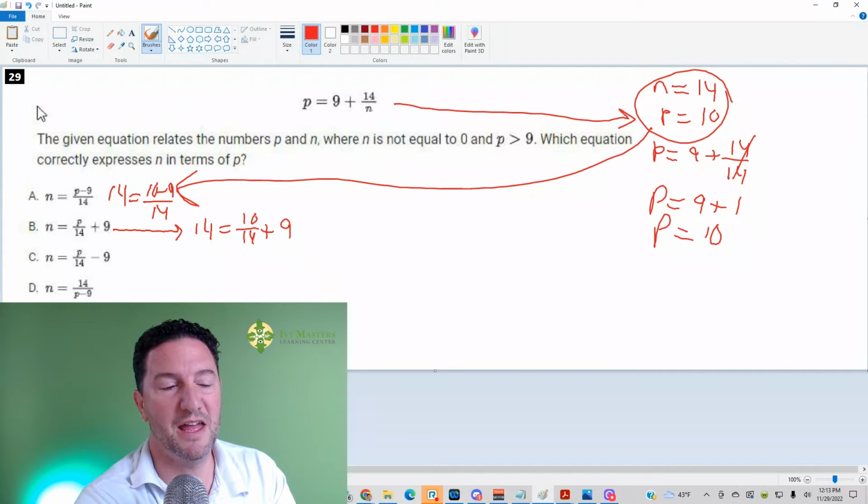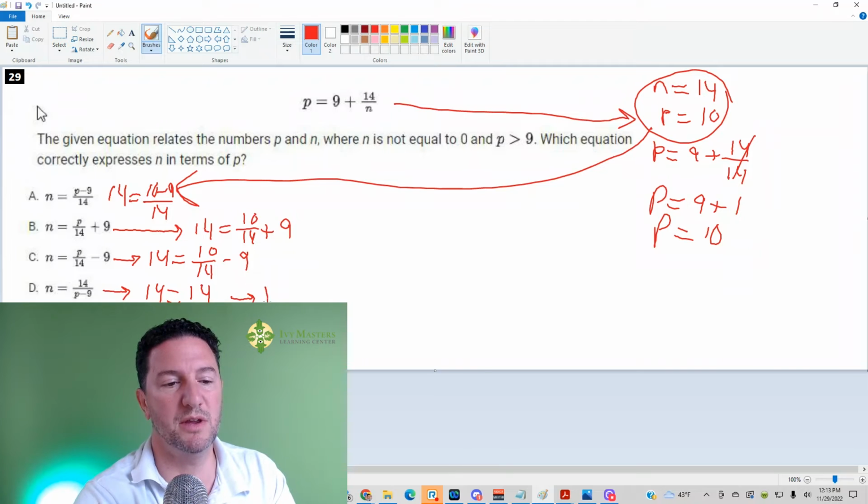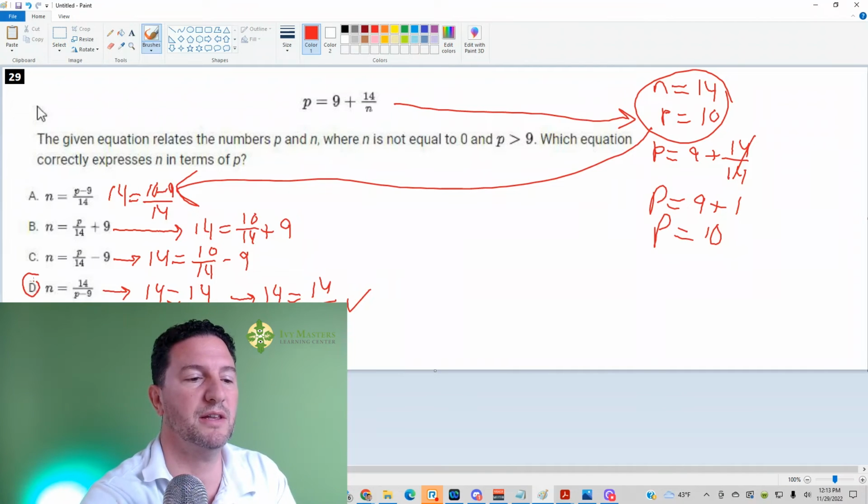In this one, in place of n I put 14 equals my p, which is 10 over 14 minus 9. Once again, this one is going to wind up giving me a negative value. It's definitely not 14. Answer choice D: 14 equals 14 over 10 minus 9. And 10 minus 9 is 1, so we get 14 equals 14 over 1, which is true. So the correct answer is going to be D.